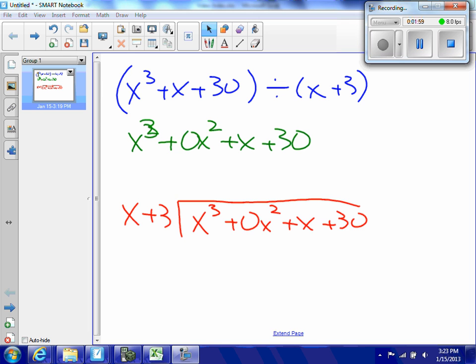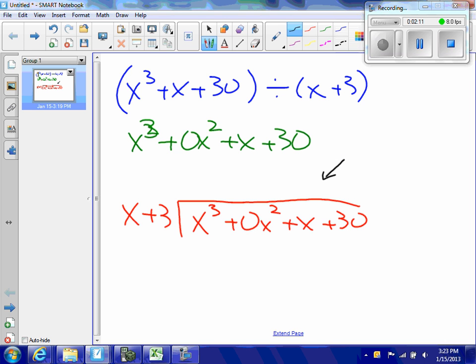The trick here to polynomial long division is to figure out what number in my quotient, this part here, my answer so to speak, or what term times the first term of my divisor is going to give me a number exactly equal to the first number in my dividend. Well, I can see that I need to multiply x by x squared to get x cubed. So I'm going to put x squared right here, in the same column as x squared in my dividend.